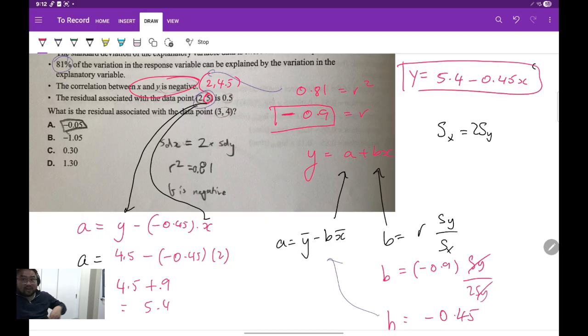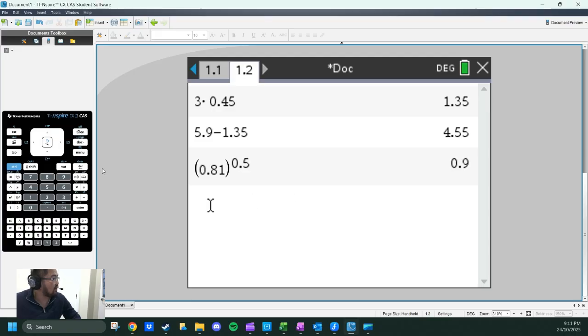Now, if that's our regression equation, now we can plug in 3 into the regression equation. So we get y is equal to 5.4 minus 0.45 times 3. And you can probably see my shame of using 5.9 there. If you did this question and got it wrong, you probably know why. All right, so let's try this out.